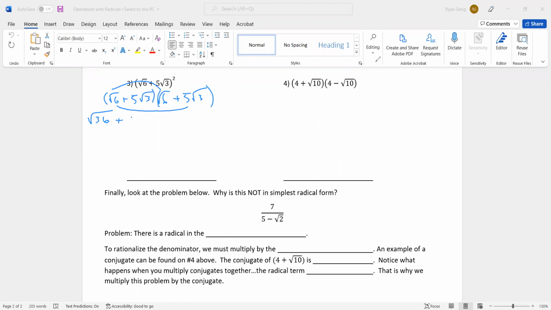This is going to be 5 radical 18. This is going to be 5 radical 18. And this is going to be 25 radical 9. Now, a lot can happen on this one. Okay. So, square root of 36 is 6. Square root of 9 is 3, but 25 times 3 is 75.